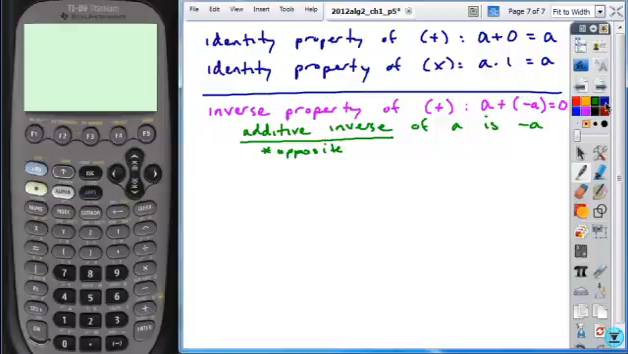Okay, and then on the other hand, the inverse property of multiplication. So what operation undoes multiplication? Division. So if you take a number and you multiply by its reciprocal, you undo that operation. So that's going to give you an overall value of 1 in this case. And this is referred to as a multiplicative inverse.